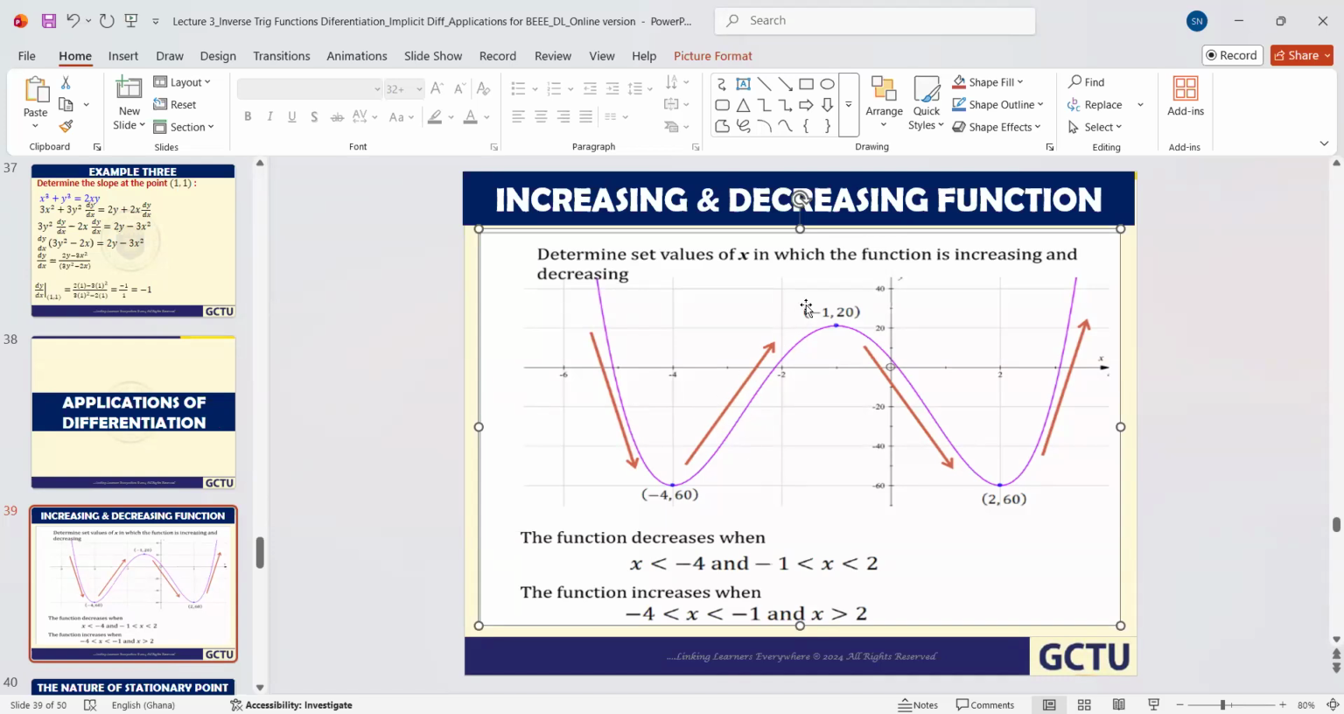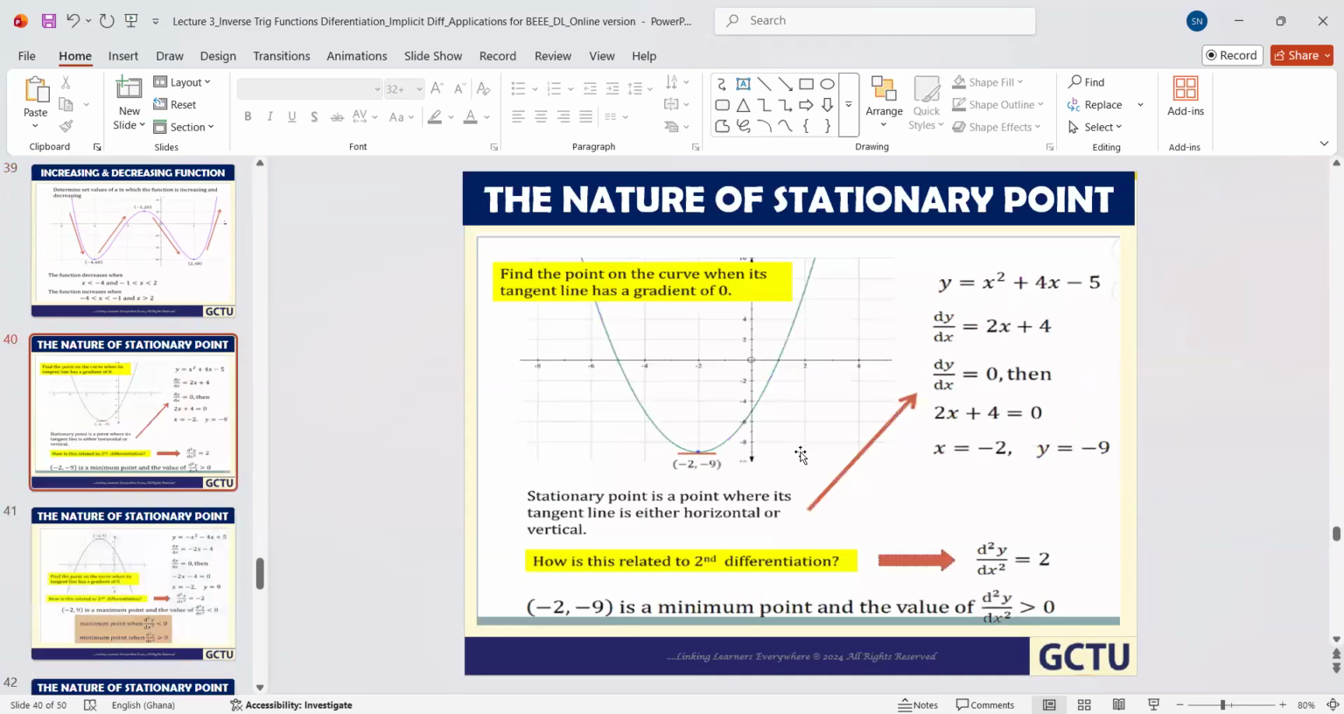And where it is increasing is the arrow going up. So this graph is telling us that, and how did they get this point? The reason why this is an application is that to get the point (-4, 60), you differentiate this equation and equate it to 0. Then you are able to find the minimum turning point and the maximum turning point, to know where they are turning. You have to differentiate to get the turning point and determine where the function turns, where it increases and where it decreases. That's one.